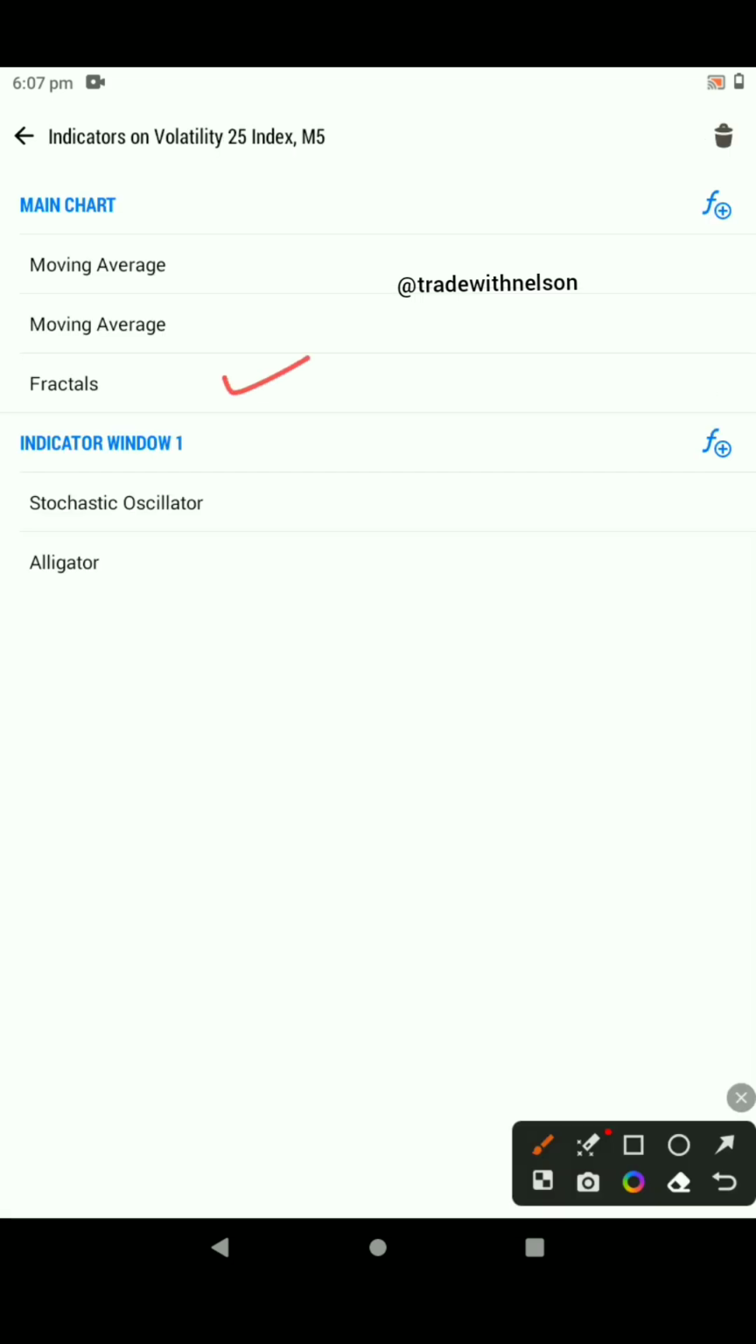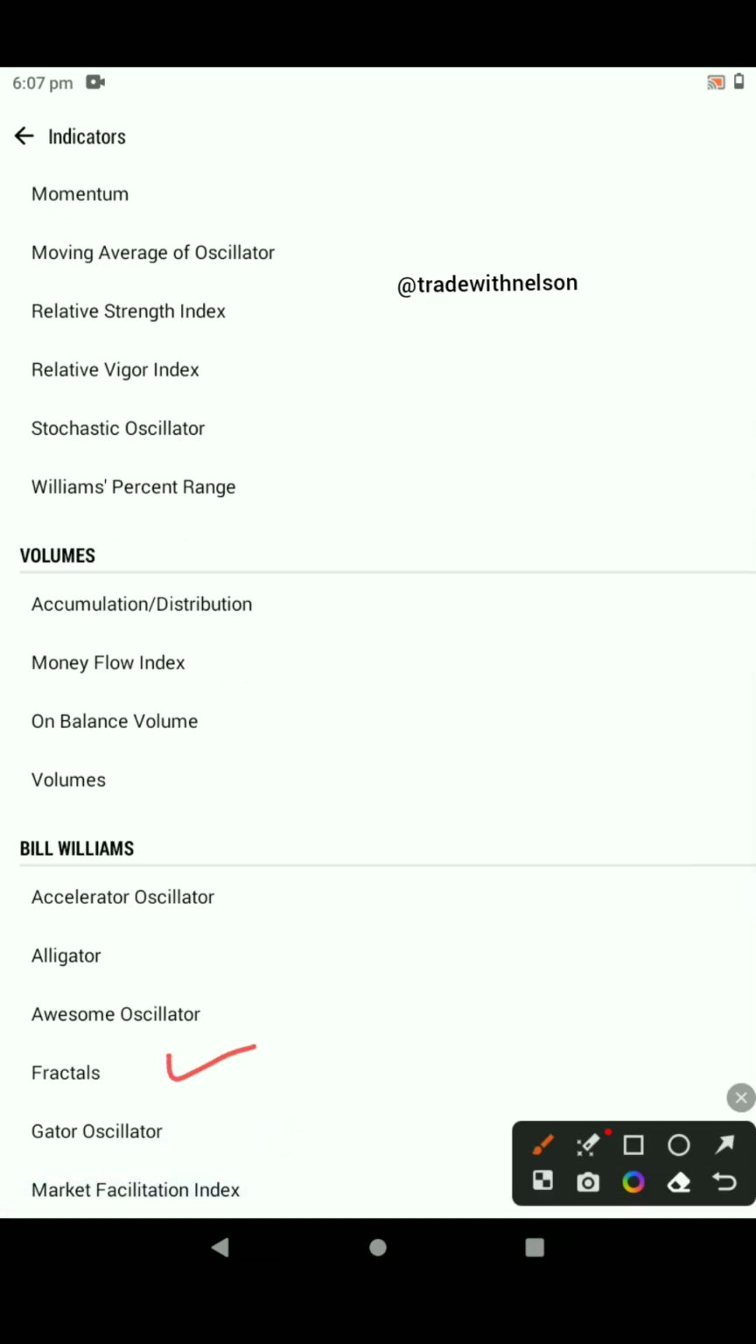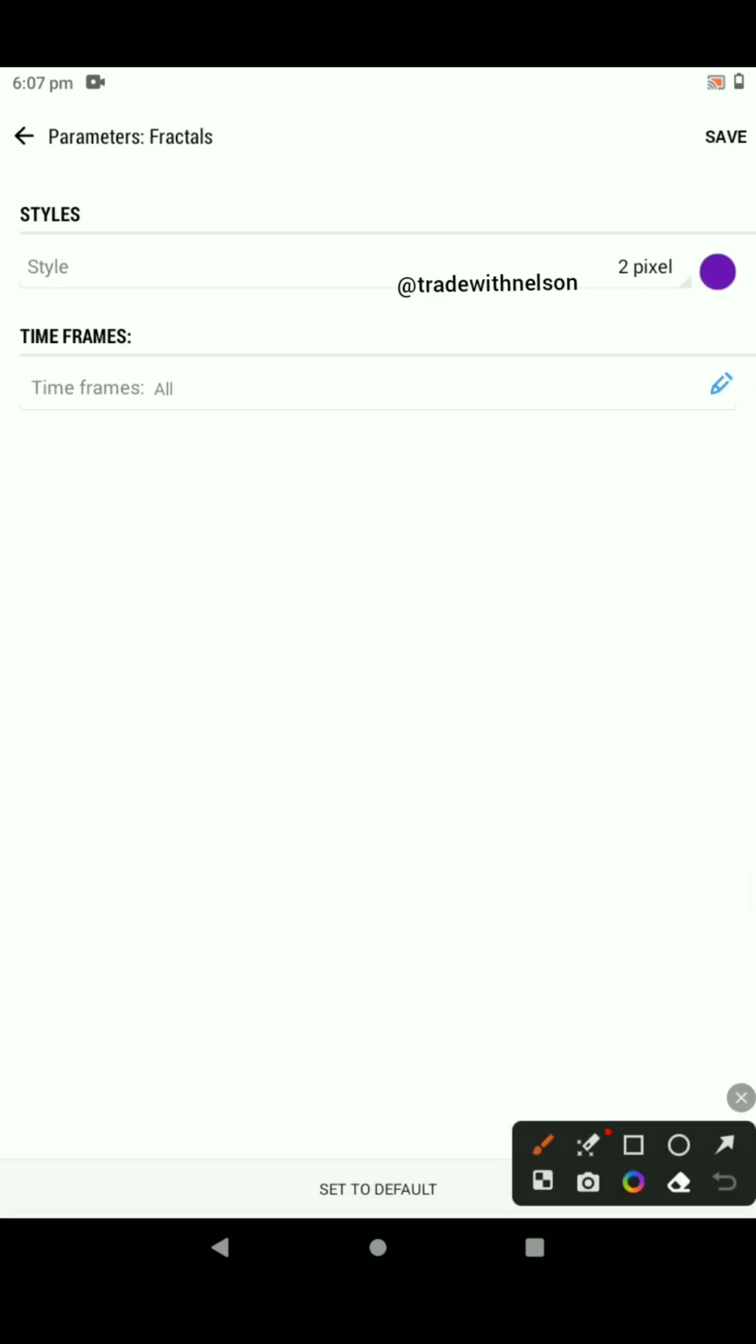The third indicator is the fractal. To select that, click on the F icon on the main chart, scroll down a bit. This is your fractal. Click on that, make your style 2 and select color of your choice. After that, click on save.